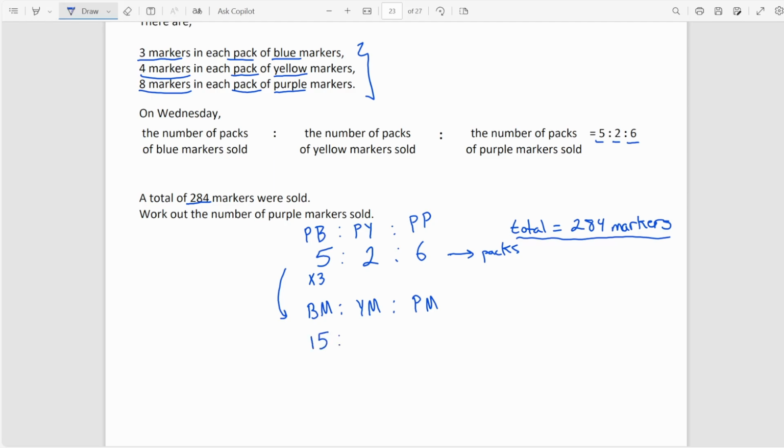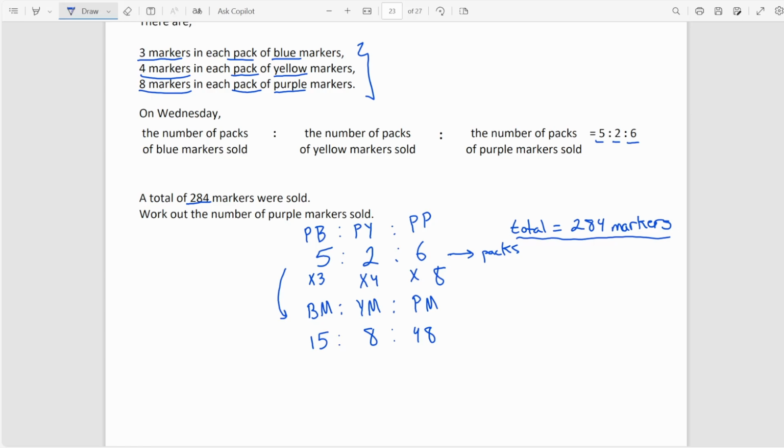As for the yellow, I sold 2 packs in this ratio, and each yellow pack has 4 markers. So I multiply this part by 4, and we get 8. Finally, for the purple markers, I have 8 in each pack, so I will multiply the 6 by 8, and we get 48. So now this ratio is between my markers. Okay, so I hope this made sense.